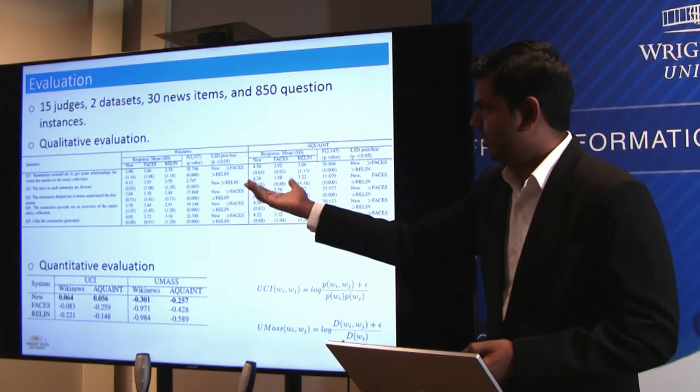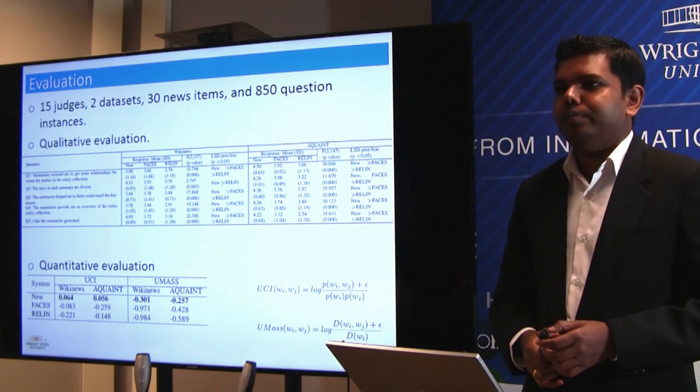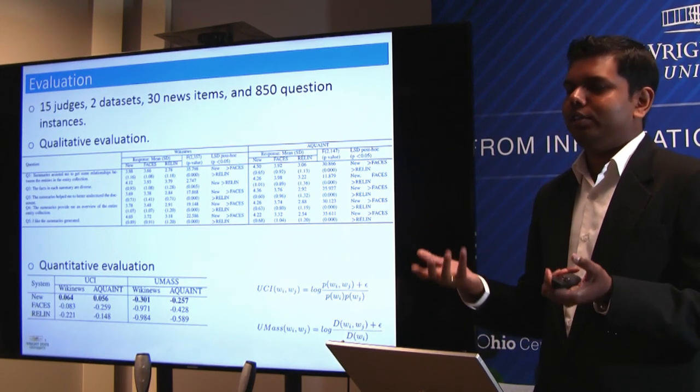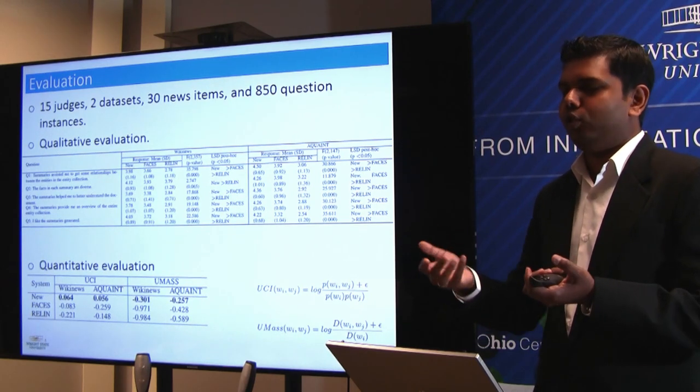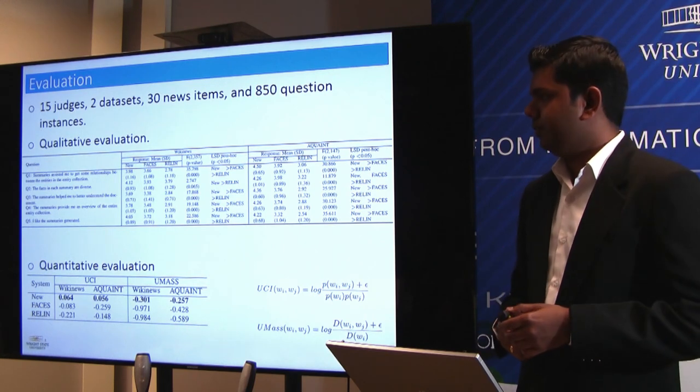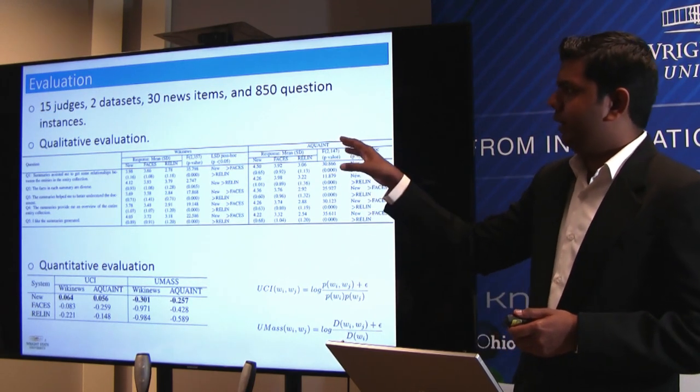there is statistical evidence to say that, using questionnaires, the judges think that we try to maximize relatedness between entities and also try to achieve importance and diversity within entity summaries. And that is a qualitative evaluation.